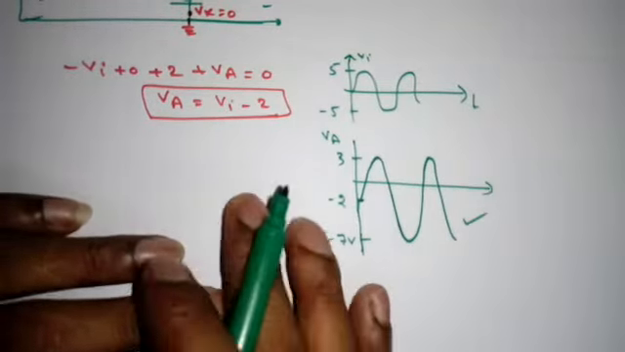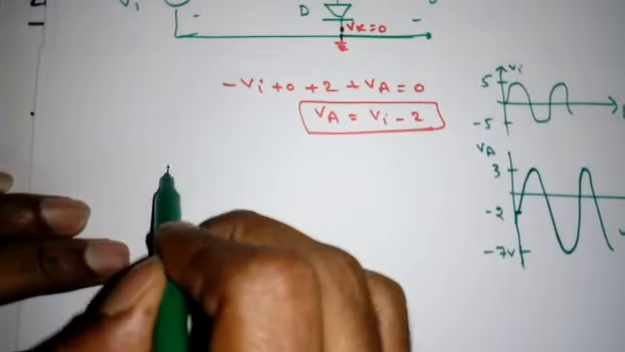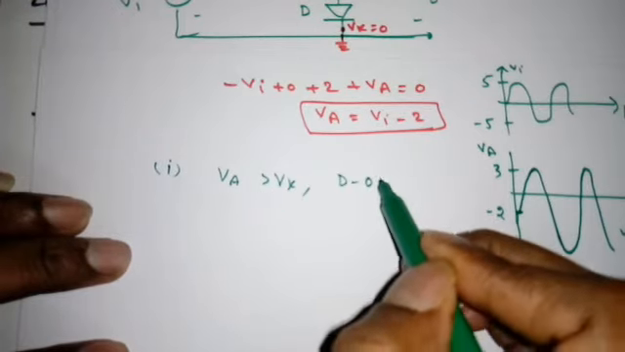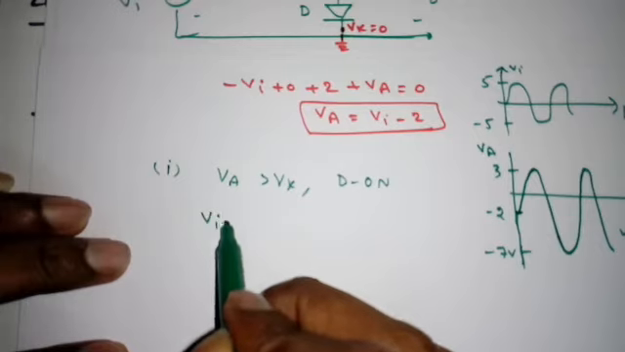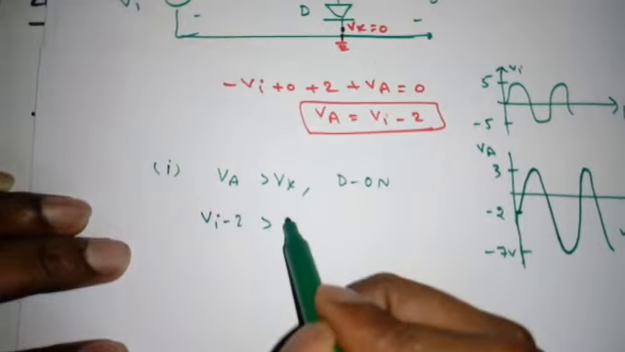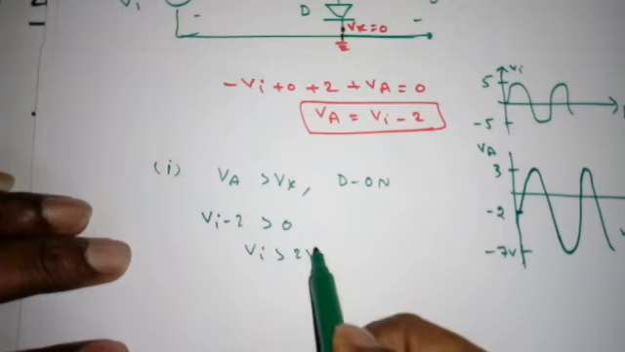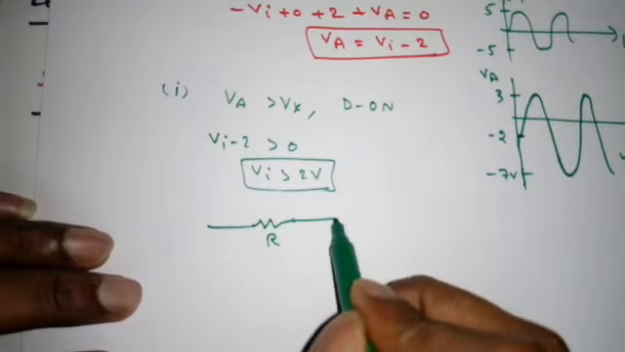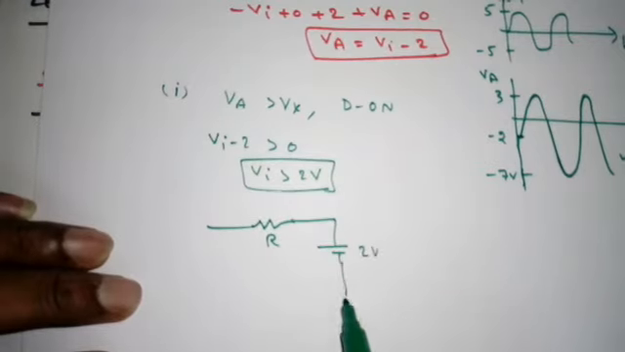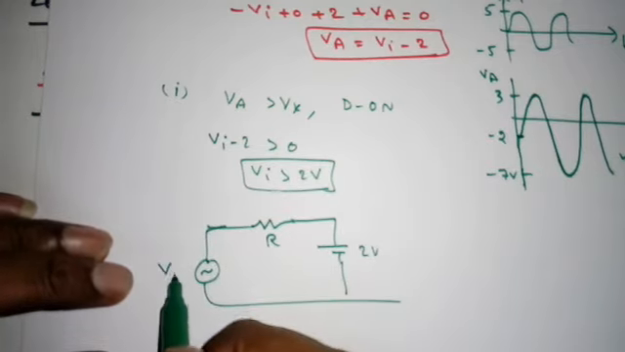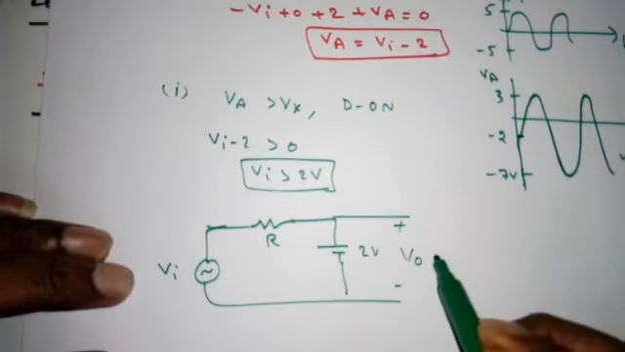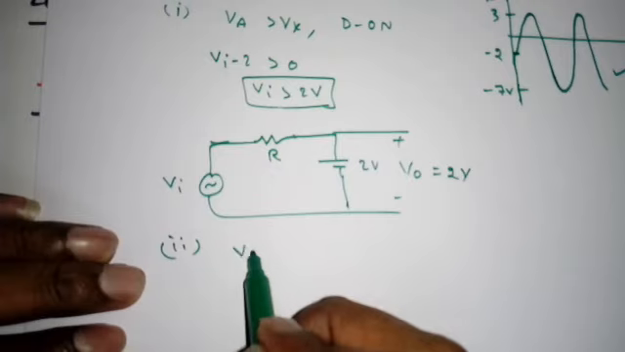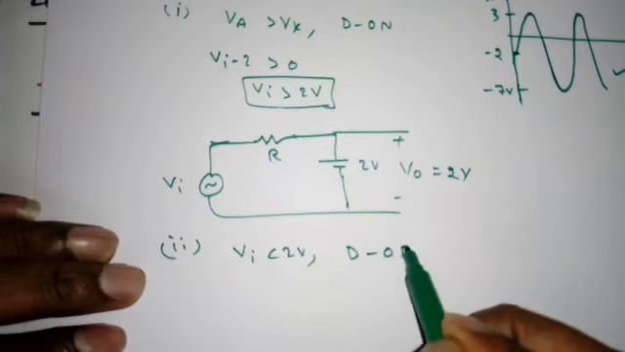But we don't require this one, we can go directly. Now the first condition: Va should be greater than Vk, then diode D will be on. What is Va? Vi minus 2. What is Vk? 0. That means when Vi is greater than 2 volts, the diode D is on. When the diode D is on, what is the circuit? This is a 2 volt short circuit, with Vi and V0. Now tell me what is V0? Simply 2 volts.